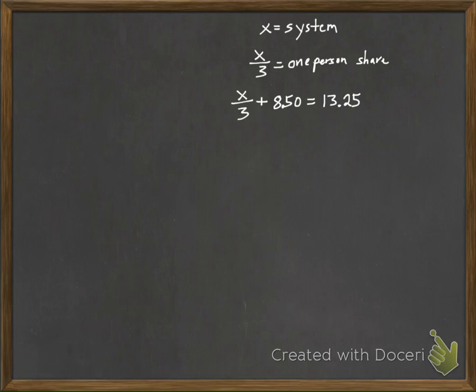Okay, so to solve this, it's just like the other ones. This one, we don't have any like terms to combine. So to solve, we just start by subtracting the $8.50. So then I get the price of the system divided by 3 equals $13.25 minus $8.50. 13 minus 8 is 5, so $4.75. Is that what y'all got? $4.75. 13.25 minus 8.50.